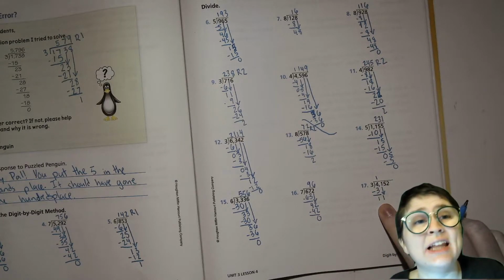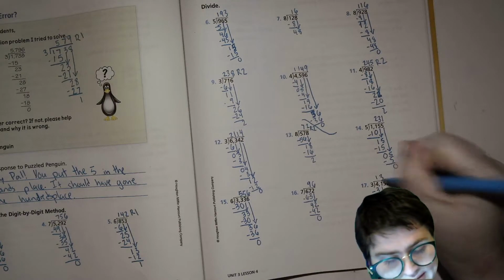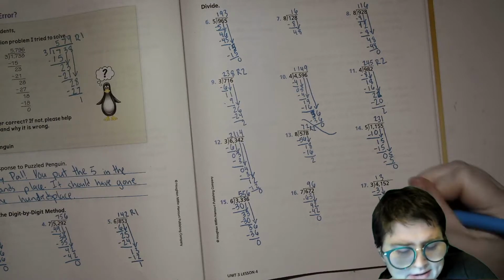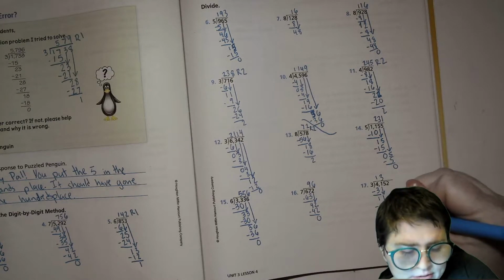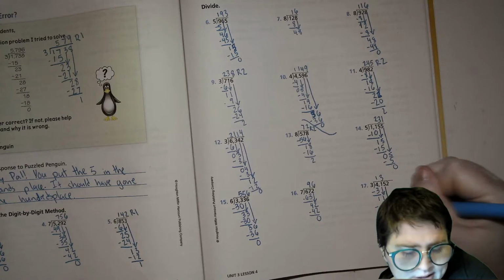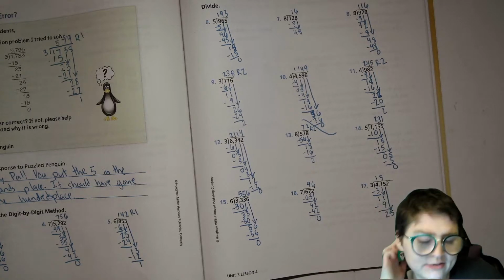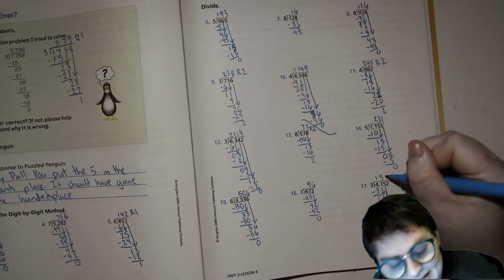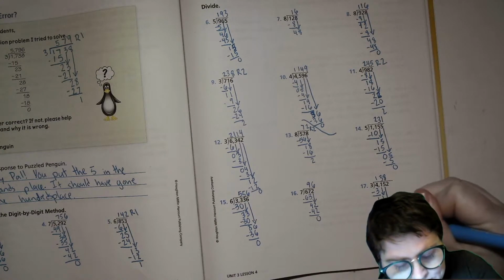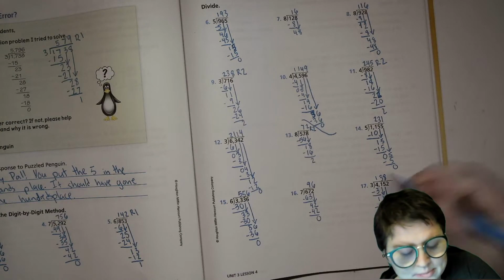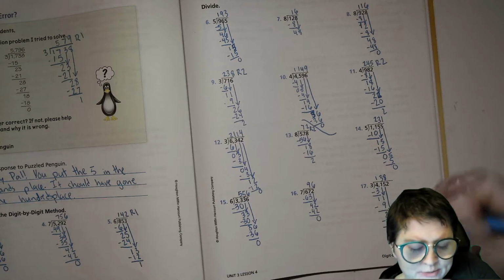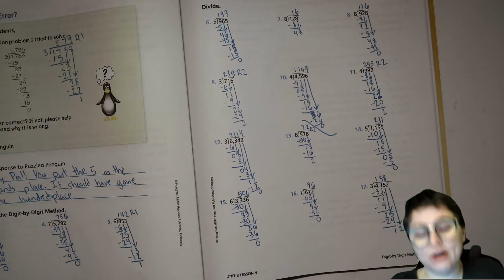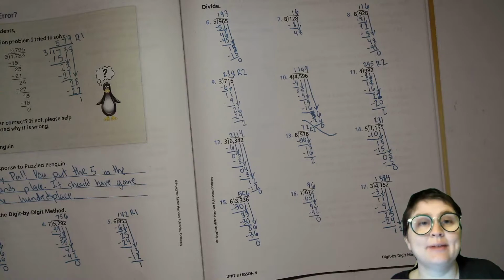3 goes into 11 3 times. Multiply, it's 9. Subtract 2, bring it on down, 5. 3 goes into 25 8 times, and that's 24. Multiply, right? 24. Subtract is 1. Bring it on down. Put that 2 there. 3 goes into 12 4 times.